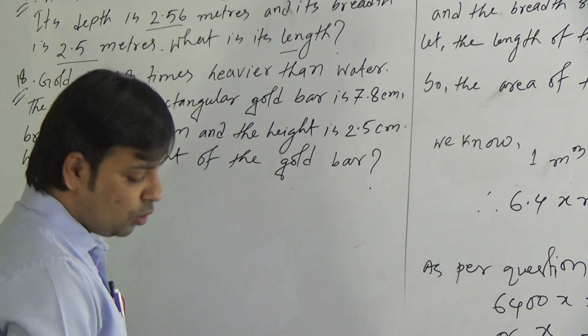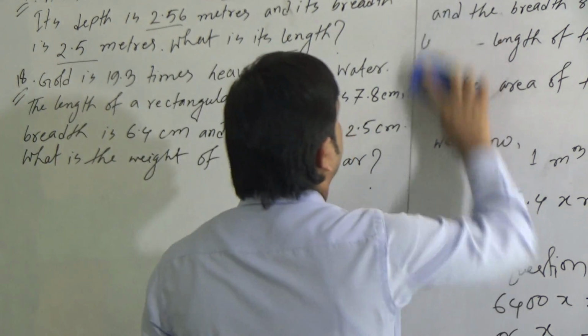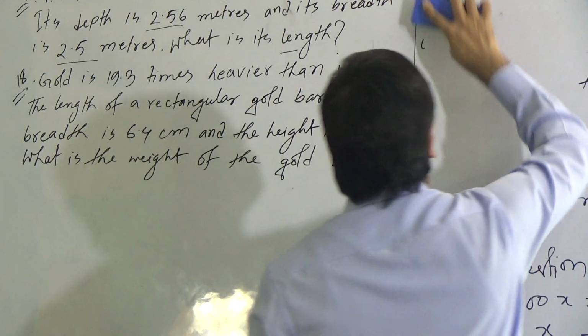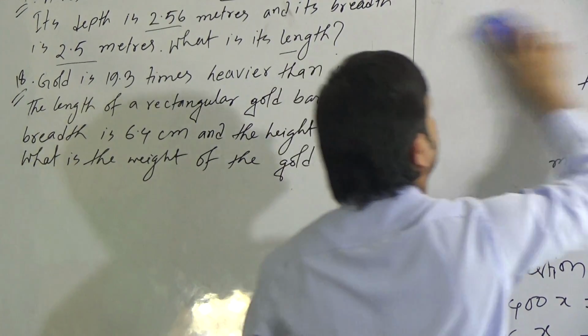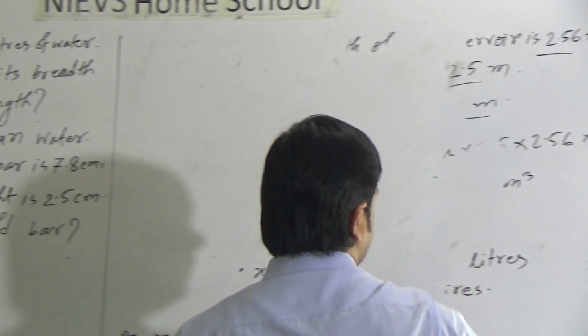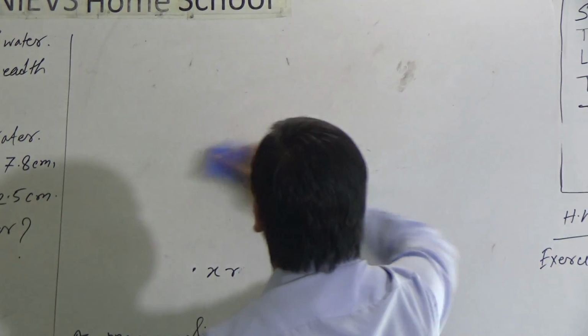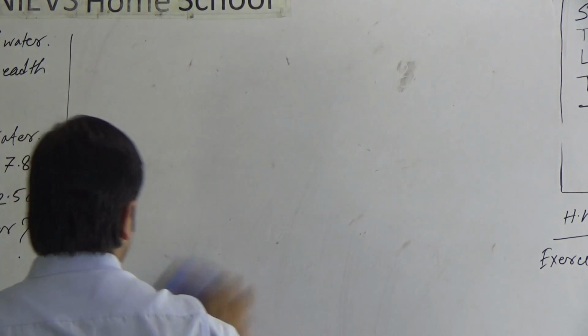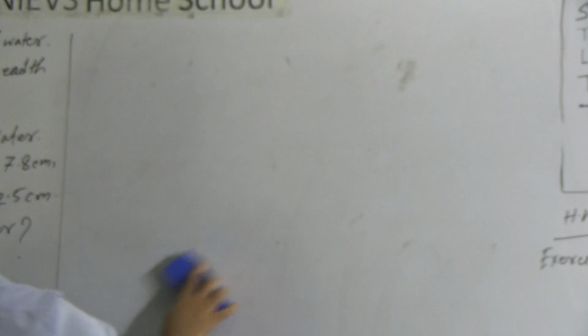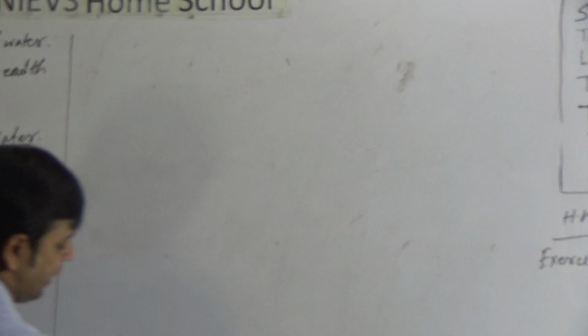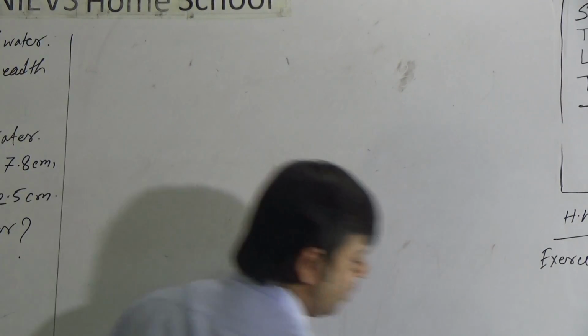Okay, dear students, so we can write the solution here. Question 18, solution. At first I have to write the given informations. What are the given informations here? The length of the gold bar, the breadth of the gold bar, and the height of the gold bar is also given. So we can determine the volume of the gold bar easily.